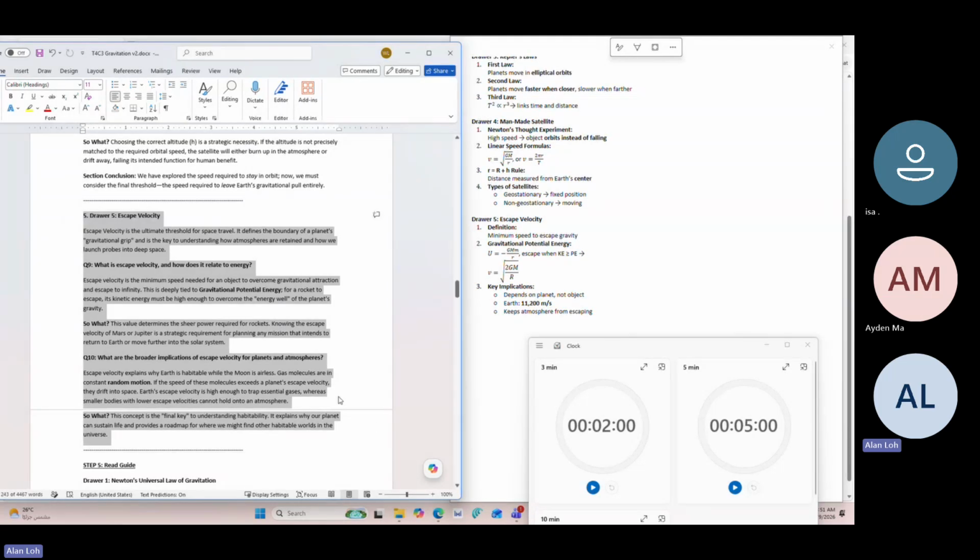All right. So let's do 2 minutes for drawer 5, and then we'll go for a break. With the intention to improve your understanding from 3 to 4 for drawer 5. And that will complete the whole 5 drawers. Let's start now.